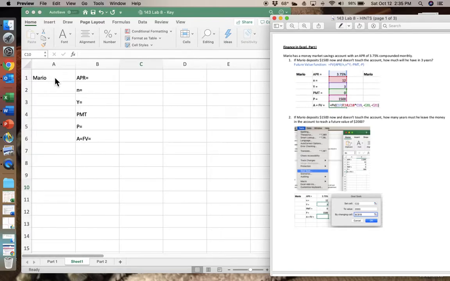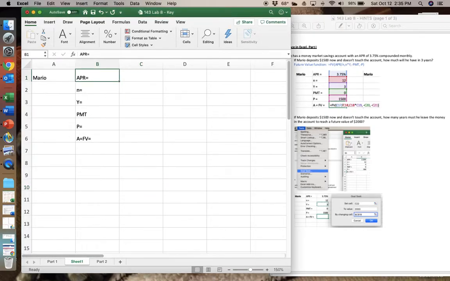So, the first part, we're looking at Mario, and I've already filled out here that I just put in APR equals. This is nothing special, okay? This is just so I know what I'm putting over to the right. Just a labeling. So first it says, and I'm going to change the numbers around a little bit, so I'll give you the exact answers.